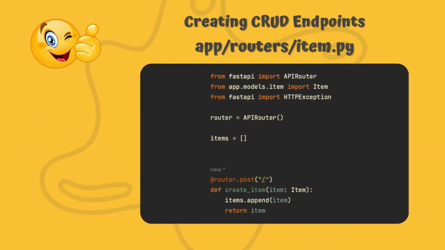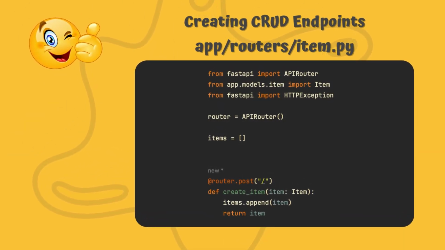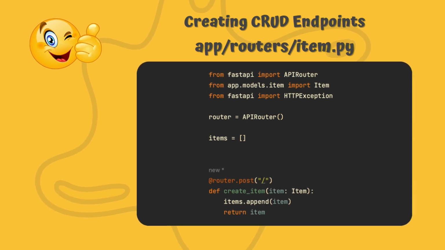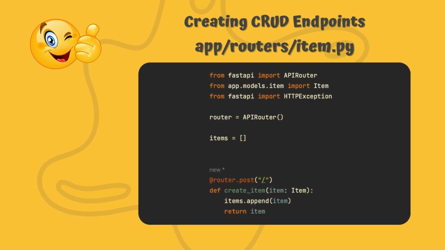In this snippet, we are defining a router for our items and creating an endpoint to add a new item. We use FastAPI's API router to create a new router, and we define a new route with the router.post decorator, specifying the URL path and the HTTP method. We have also created a Python list named items to hold our item objects.